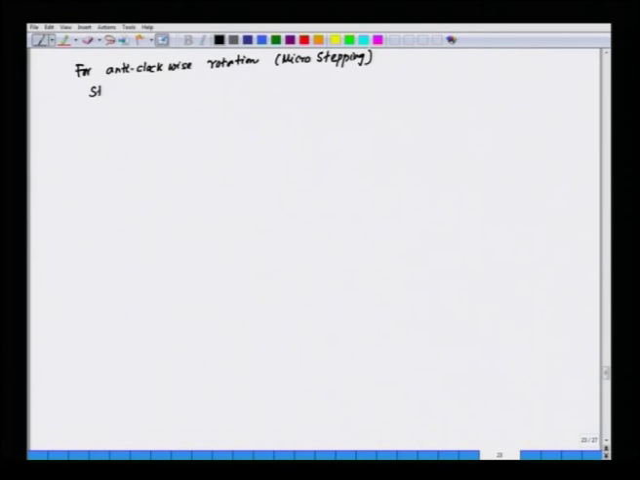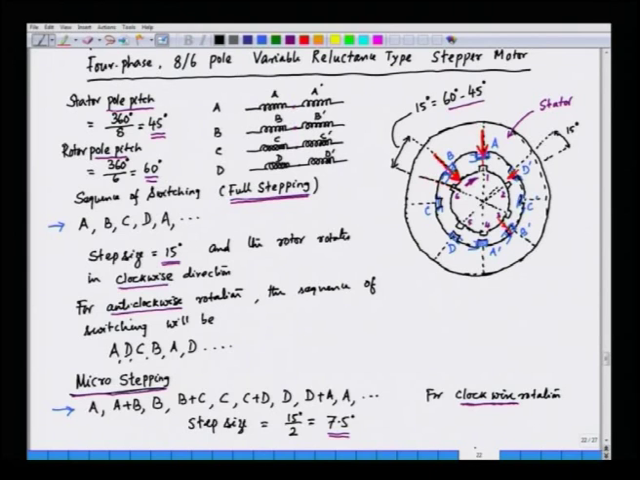Here the step size is 7.5 degrees. Now the sequence of switching would be, we'll start with again phase A and then we'll excite phase A and D together. Let's see. Now if we excite phase A and D, we have phase A and then we are now exciting phase D. This is the new phase that we are exciting.